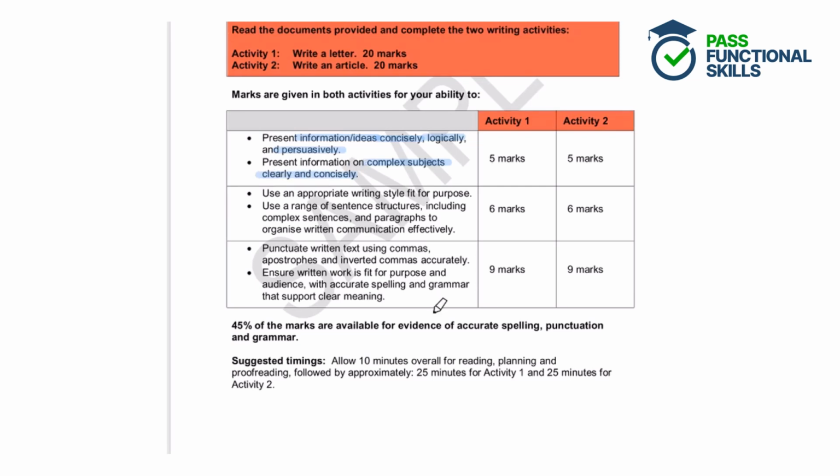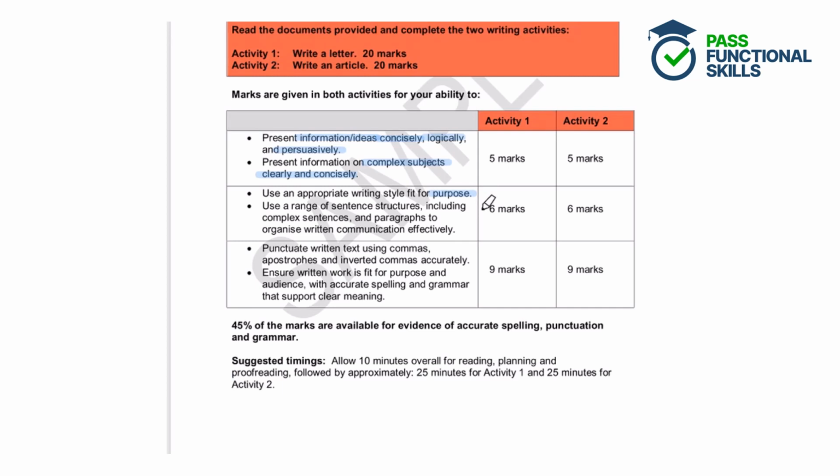You should use appropriate writing style fit for purpose. So you need to really carefully read the question to find out the purpose of the writing and think about the text type, as this will help you determine the purpose as well. And then you need to adapt your writing to that purpose.